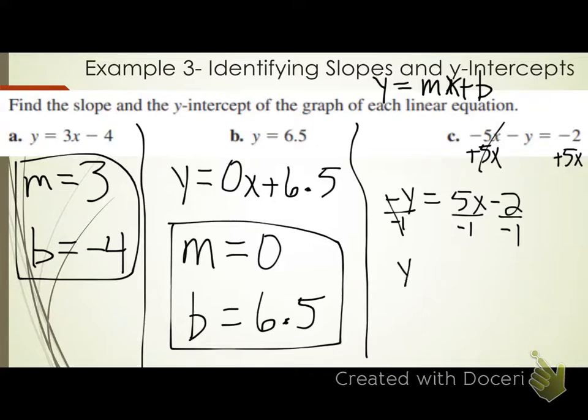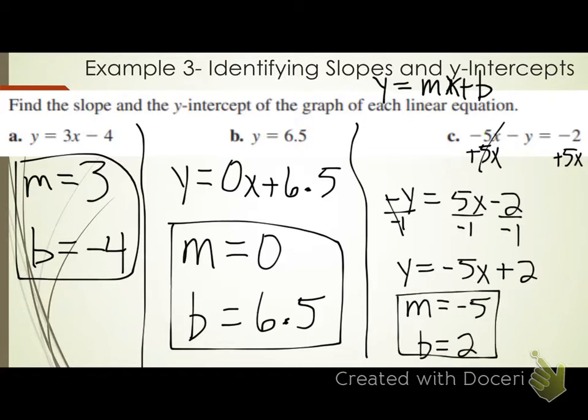Okay? So y equals, it's not bad in this case, it's just changing each of my signs. So positive 5x turns into negative 5x. Negative 2 turns into positive 2. Is this now in slope-intercept form? Yes, it is. Now I can go ahead and identify my slope and y-intercept. Raise your hand if you can give me my slope. m equals negative 5. Very good. Raise your hand if you can give me my y-intercept. 2. I am now done with the problem.